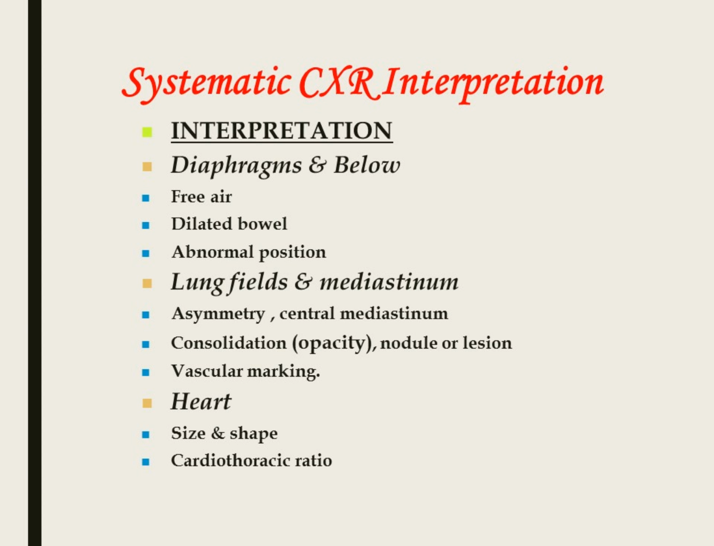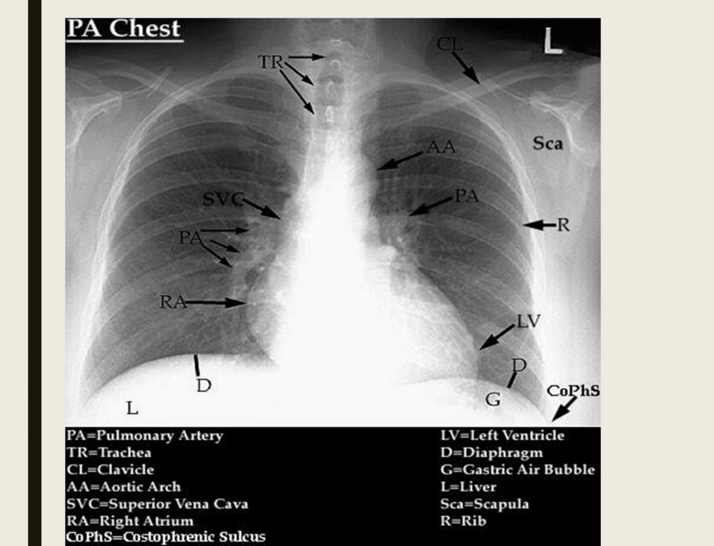Lung fields and mediastinum: is there symmetry or not? Are there any consolidations? Vascular markings. Looking at the heart, what's the size of the heart? Cardiothoracic ratio, is it big or small? This is basic anatomy of what we see.